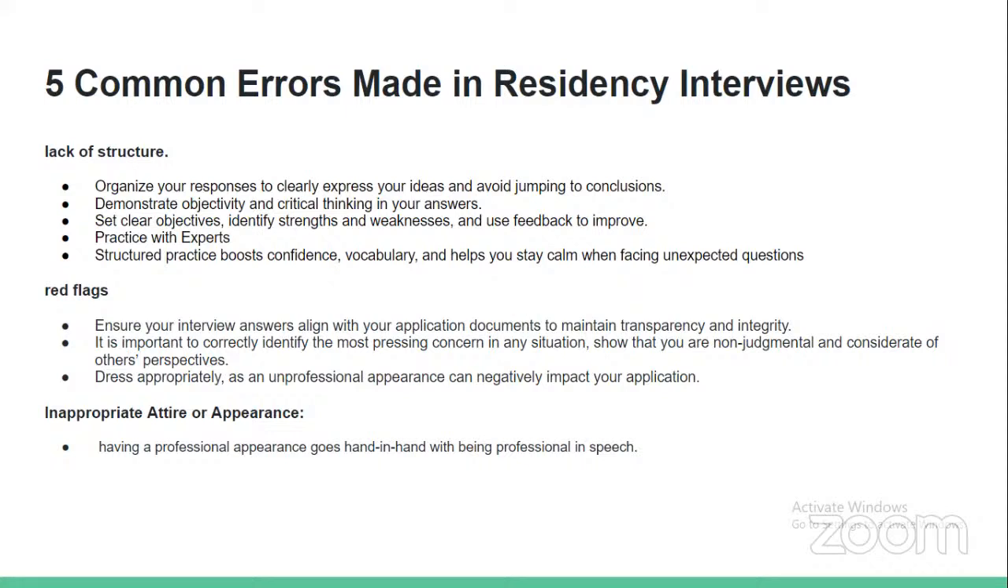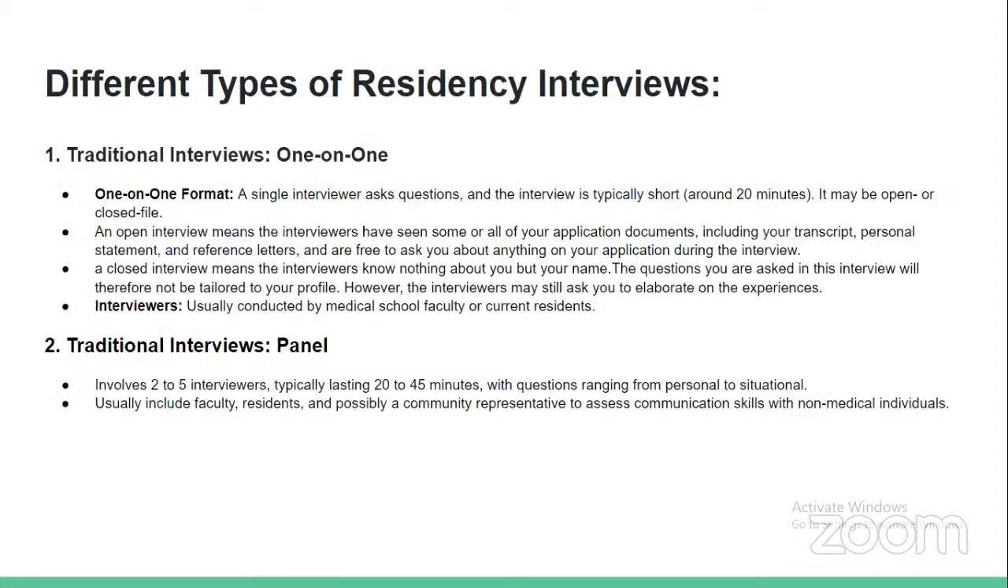Dress appropriately, as an unprofessional appearance can negatively impact your application. And the last one is inappropriate attire or appearance, which means you have to be professional in your appearance as in your speech. So moving on to different types of residency interviews, we have four types.